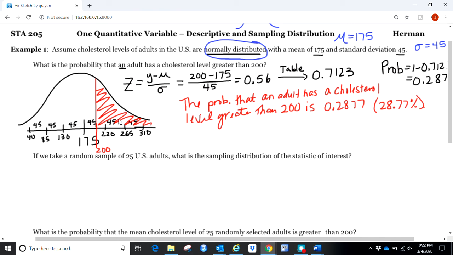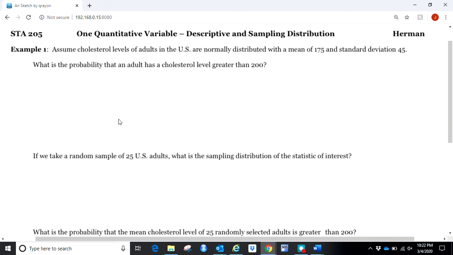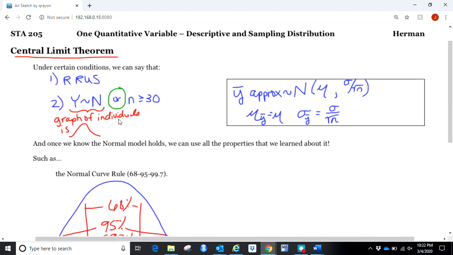For our next question, it says, if we were to take a random sample of 25 U.S. adults, we want to find the sampling distribution of the statistic of interest. So when we're asked to find a sampling distribution, we're going to check the appropriate conditions. These conditions are different than the ones we've looked at in many previous modules because we have a quantitative variable now instead. So we're going to be checking these conditions to hopefully say that the sample mean is approximately normal.